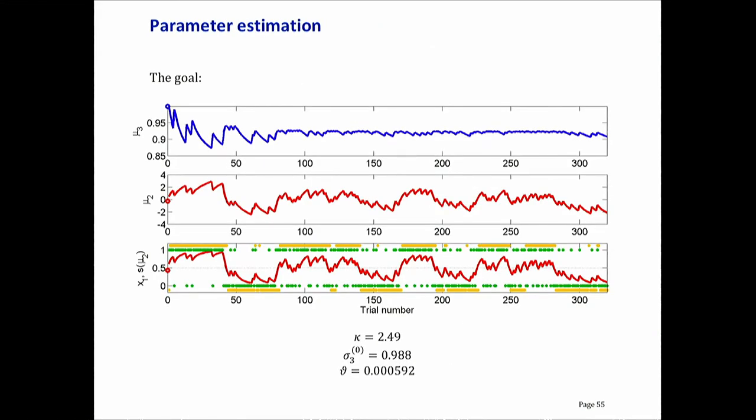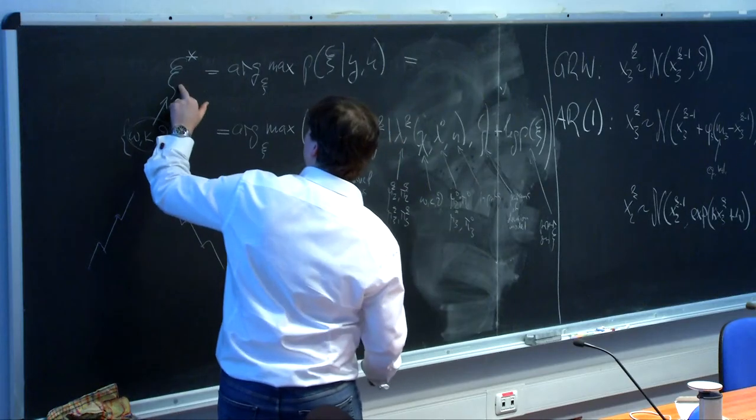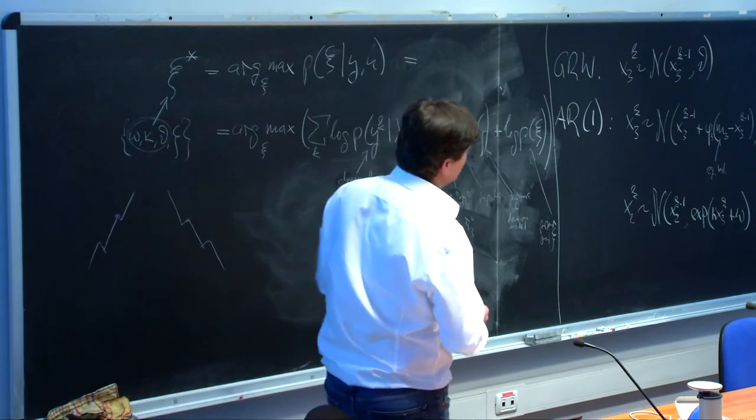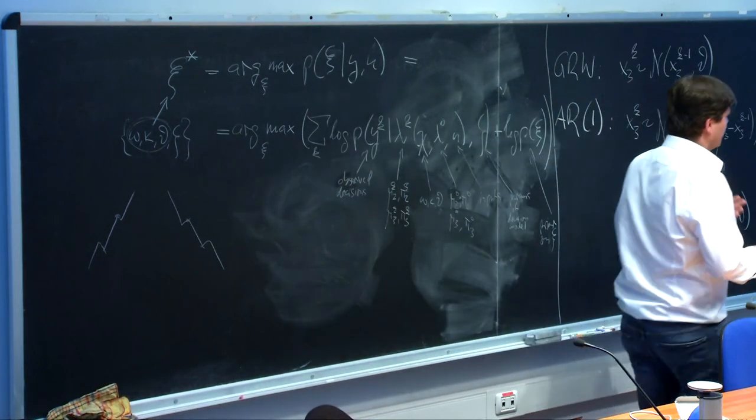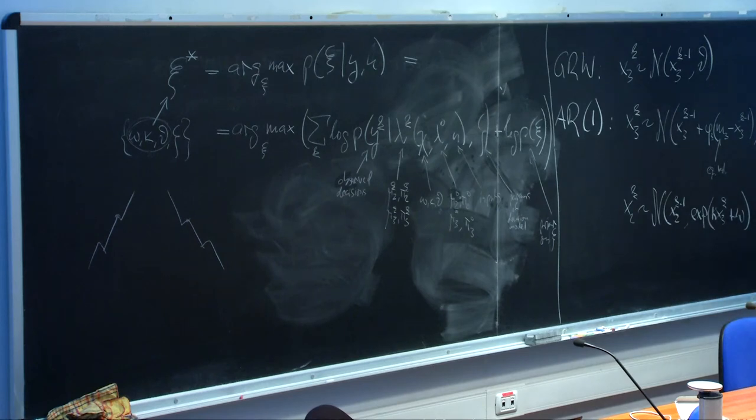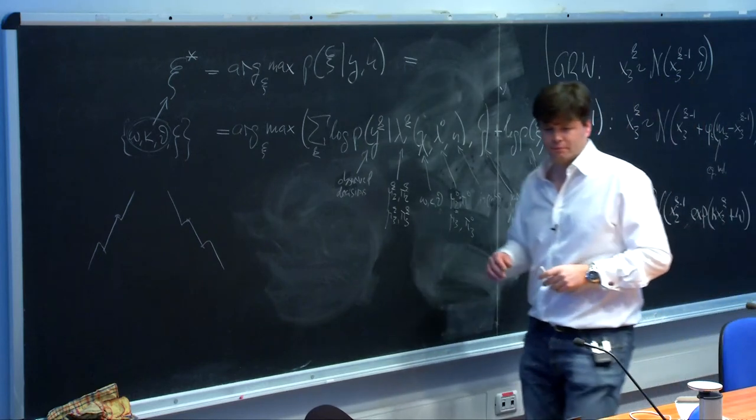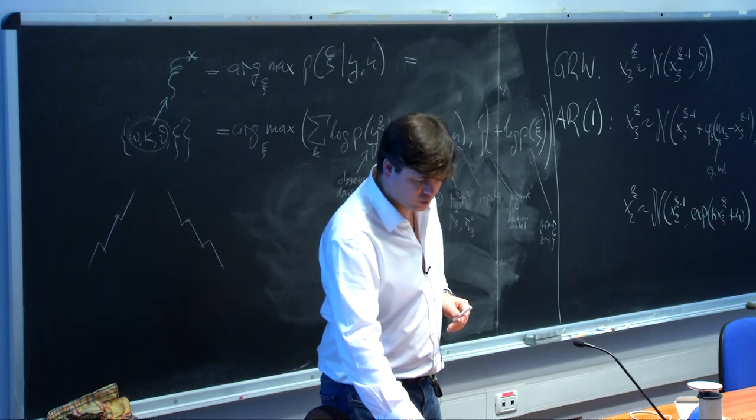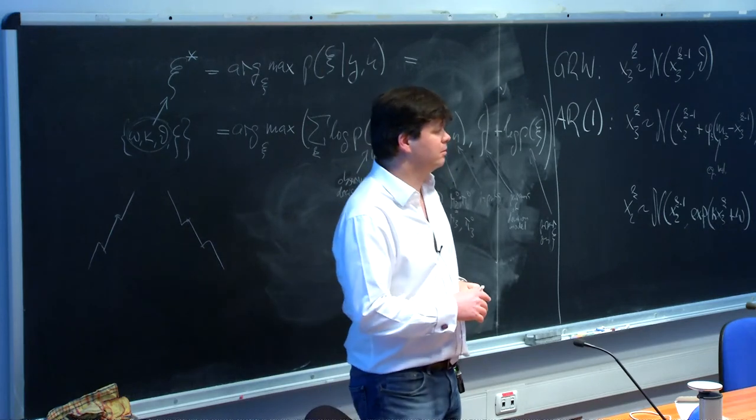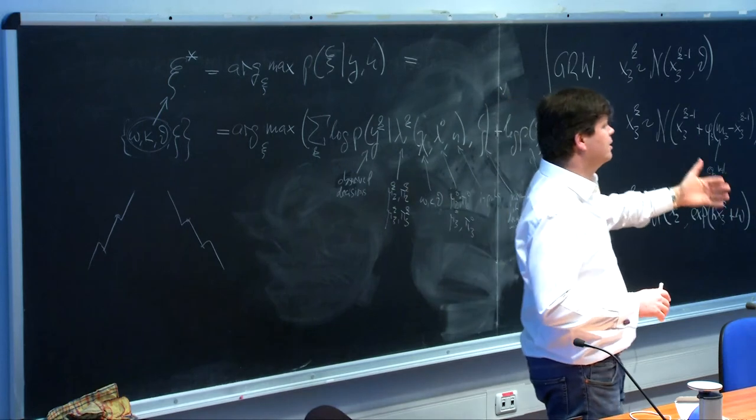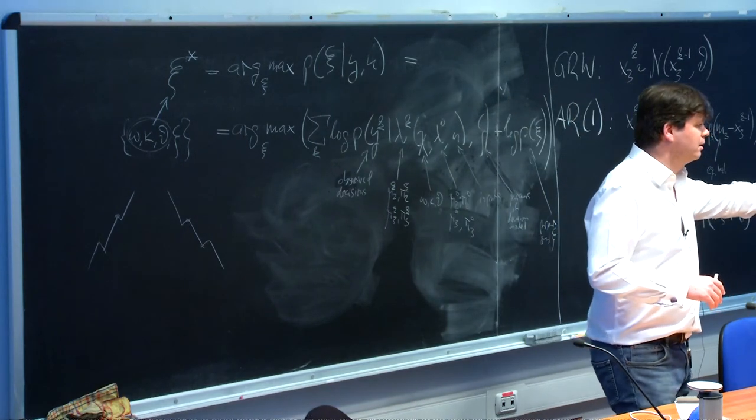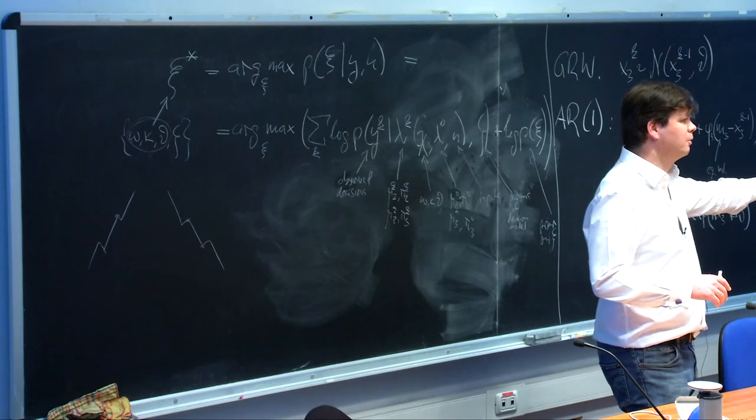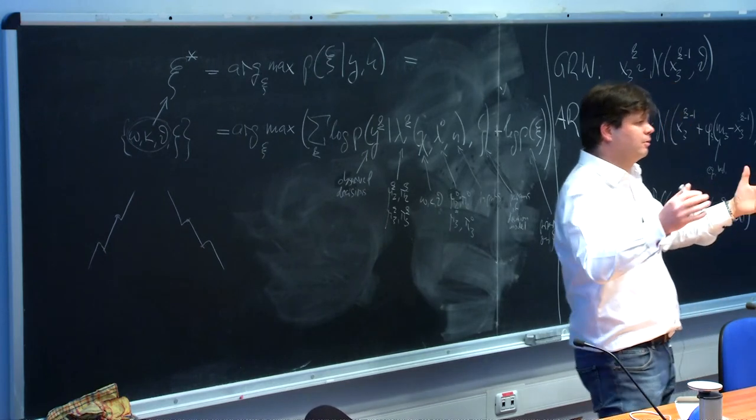So parameter estimation, I've already been talking about this. It's basically this process of finding Xi star, the optimal Xi, or the Xi that we think was at work, the optimal Xi to explain the behavior by the particular agent we observe. And the question, of course, is now, if we have a concrete subject, are we able to estimate the kappa, the omega, the theta that was at work when that agent produced its decisions?